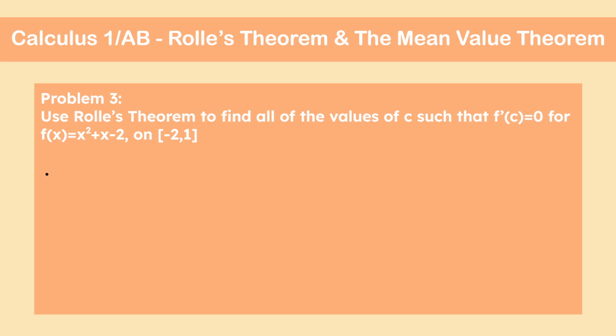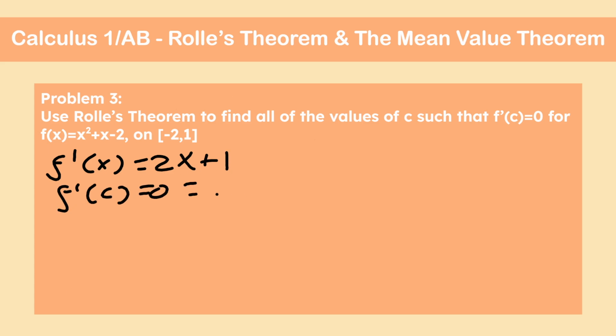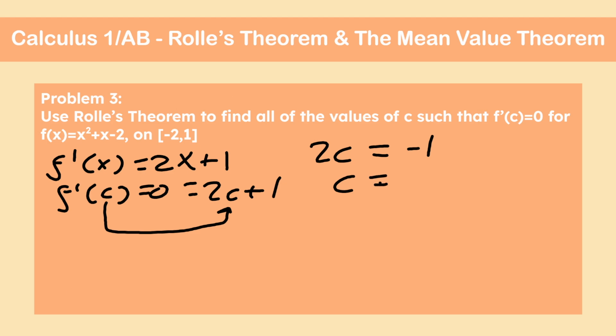So we're going to differentiate the function, so f prime of x is equal to 2x plus 1, f prime of c is equal to 0, and it's equal to 2c plus 1. The reason why we change x into c is because we're essentially plugging in c in the place of x. So what we're going to do is solve for c. So you get 2c is equal to -1, and that c is equal to -1/2. And that's going to be our final answer.